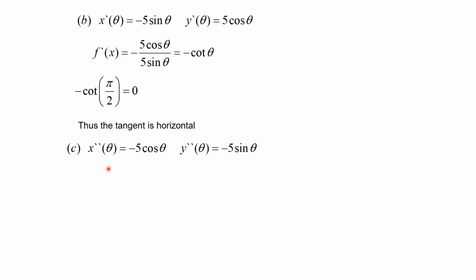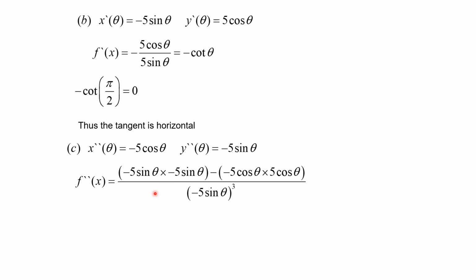For part C, we need to determine the second derivative. The second derivative for parametric equations involves x prime, y prime, x double prime, and y double prime. So it will be useful if you identify all of them, so you can substitute into the formula straight away. So we sub it into the formula: y double prime, x prime, minus x double prime, y prime, over x prime cubed.